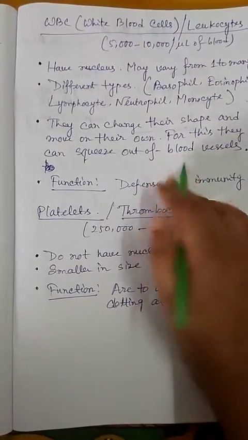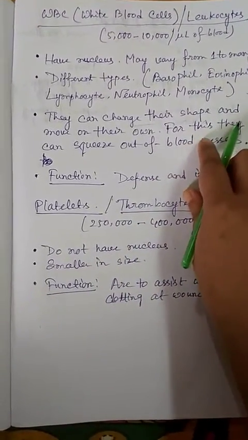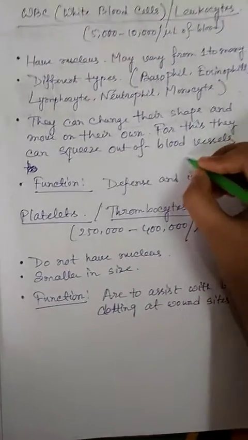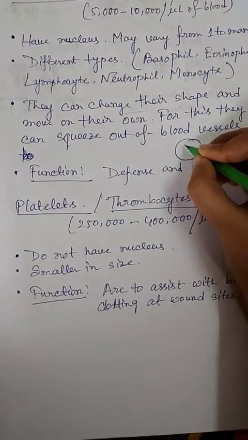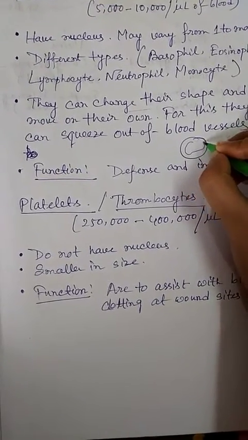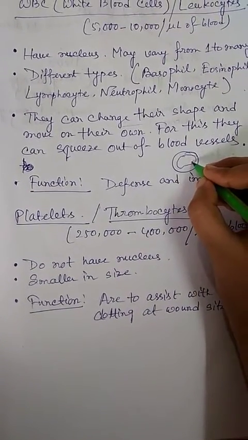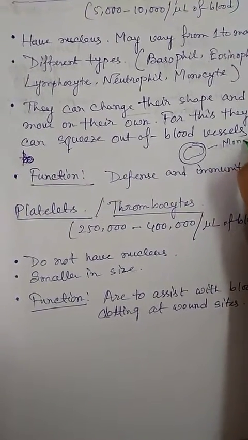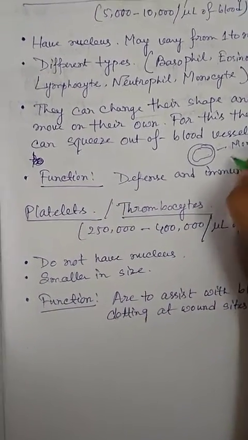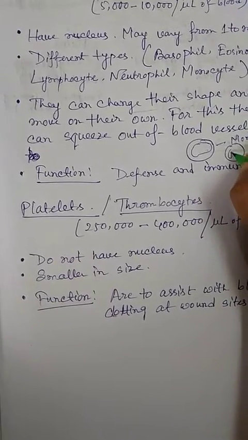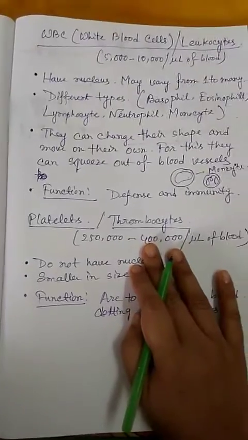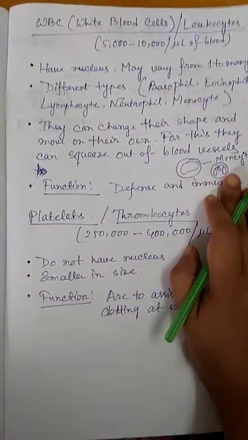This is one important characteristic of WBC. If we see the picture of one WBC, let me draw. You will find one like this, with a very huge nucleus. It is known as monocyte. Some of them you will see like this, the nuclei are like this. Okay, so these are the different types of WBC.